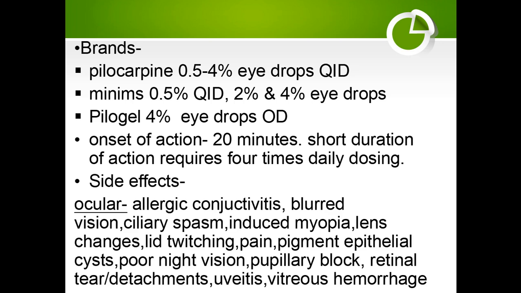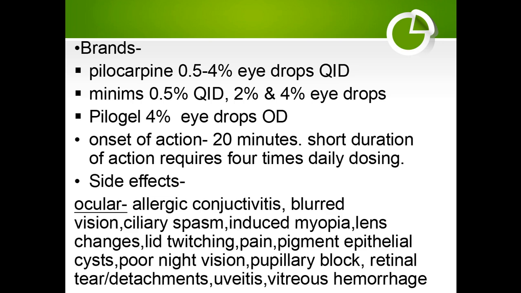Brands include pilocarpine 0.5 to 4% eye drops, QID (4 times a day), Minims 0.5% QID (4 times a day), 2% and 4% eye drops, Pilogel 4% eye drops once a day. Onset of action is 20 minutes. So it has a short duration of action and requires 4 times daily dosing.